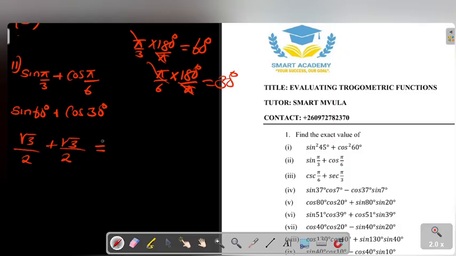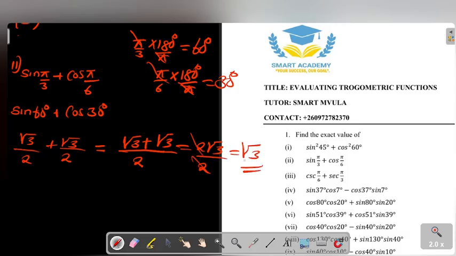Then here, we need to find the common denominator, which will be 2. So 2 into 2 is 1, times root of 3, root of 3. Then 2 into 2, 1 times root of 3, root of 3. So this will give us 2 root of 3 over 2. The 2 and 2 cancel, and we have root of 3 as the answer. So that's what we have.